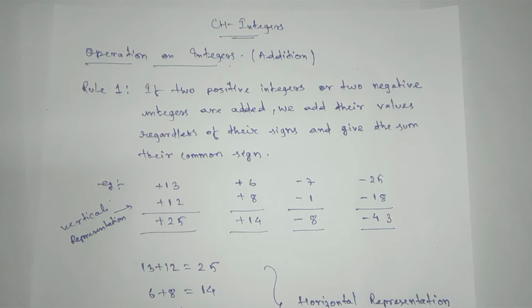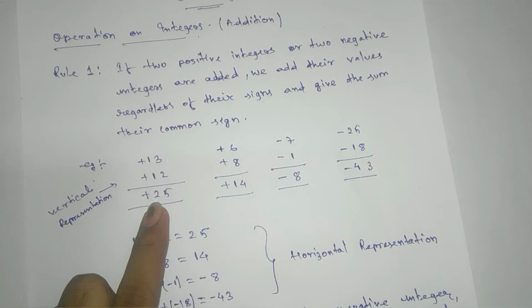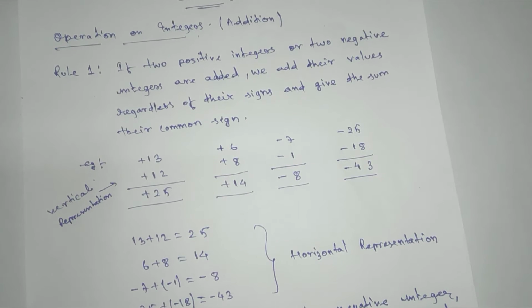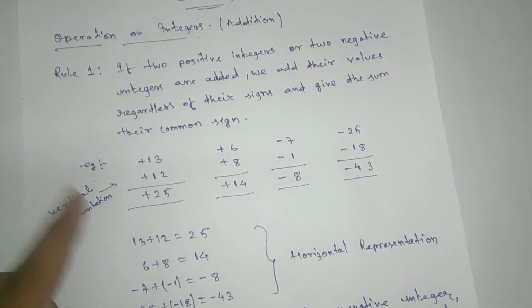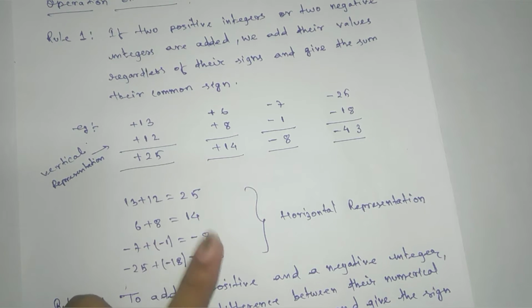Here we have two rules. The first rule: if two positive integers or two negative integers are added, we add their values regardless of their sign and give this sum their common sign. You can see the example here. Plus 13 plus 12 is plus 25, plus 6 plus 8 is plus 14, and minus 7 minus 1 is minus 8, and minus 25 minus 18 is minus 43. This is the vertical representation, and the same thing represented here is the horizontal representation.